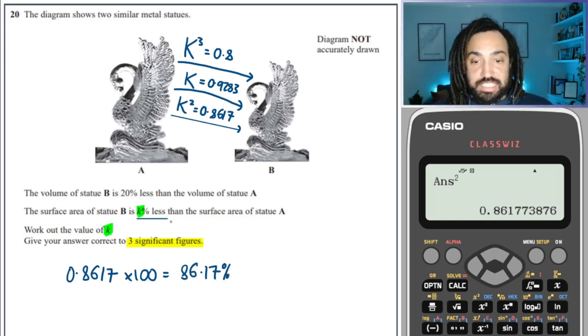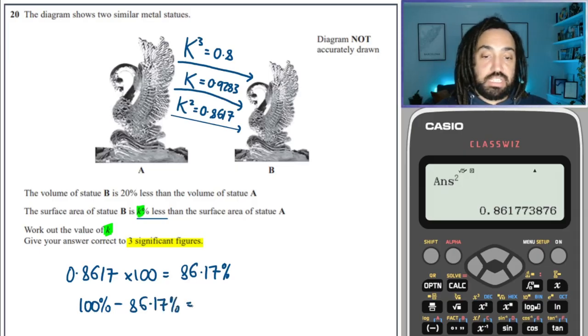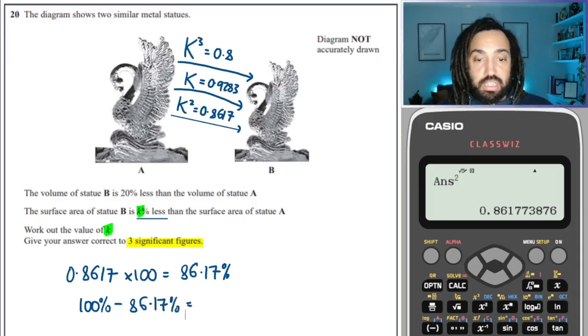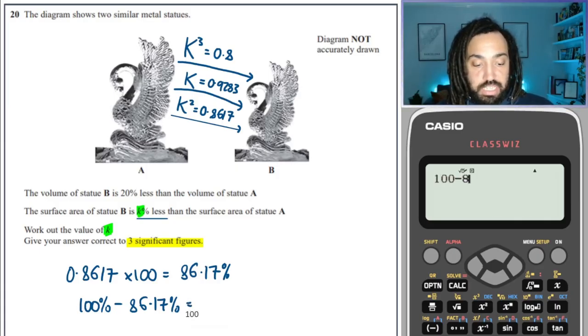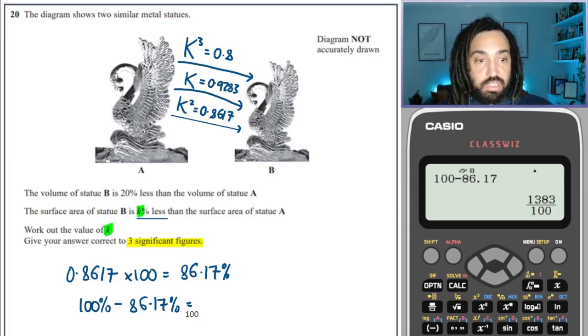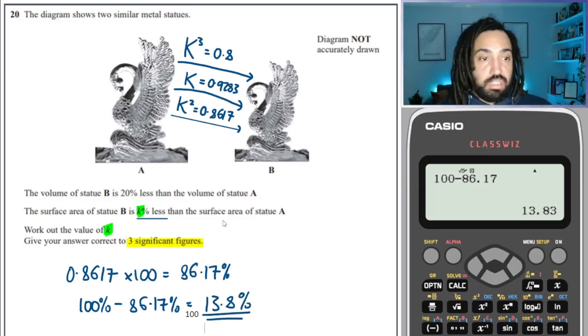How much less is that? So we have to take 100% and subtract this to work out what the percentage change is. So it's 100 minus 86.17, which gives us 13.8% to three significant figures.